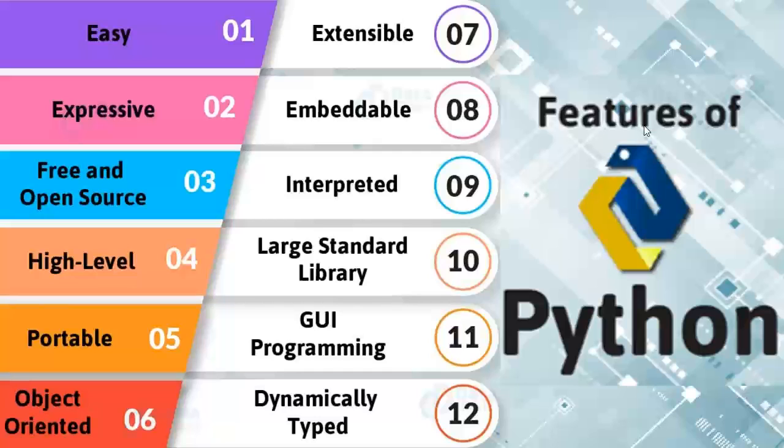It is portable. Once you write a Python program in Windows, for example, you can run the same program on a Mac computer, Linux computer, or any operating system. And it is object oriented and extensible. For example, you can extend this application and connect it with different applications. For example, an application developed in Java, an application developed in Visual Basic. All these applications can be connected to the Python application.